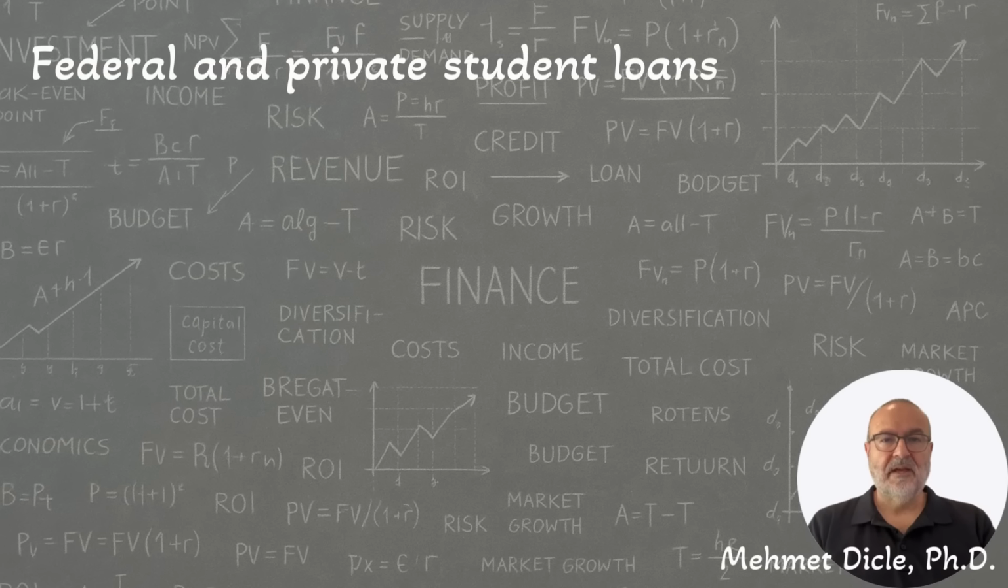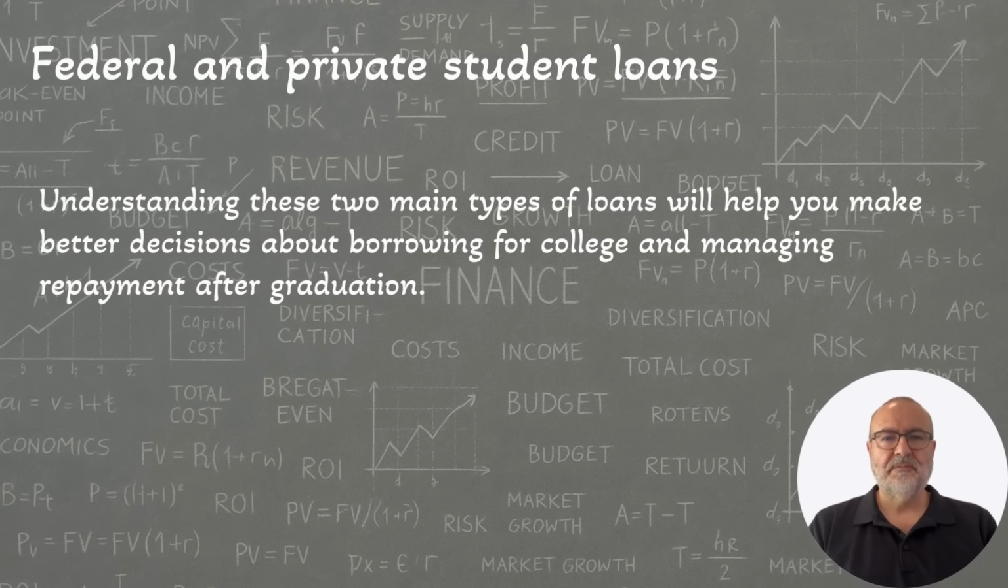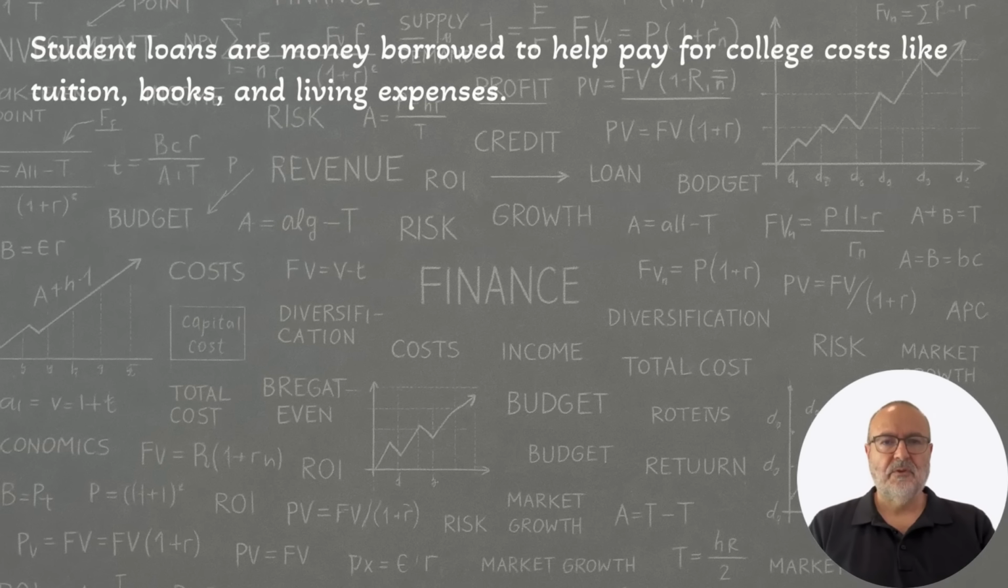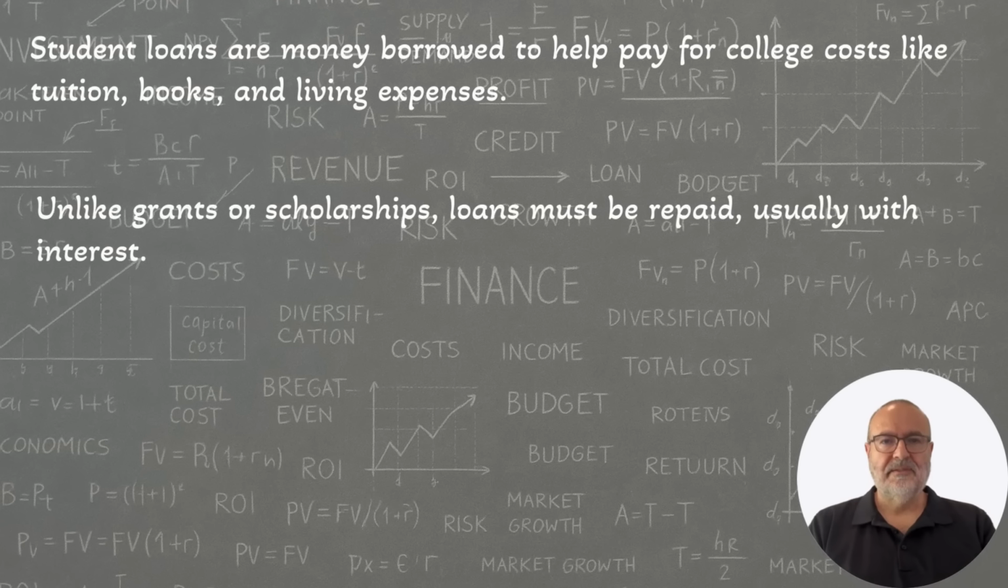Welcome to course number 8, Student Loans and Education Financing. In this lecture, we'll explore the differences between federal and private student loans. Understanding these two main types of loans will help you make better decisions about borrowing for college and managing repayment after graduation. Student loans are money borrowed to help pay for college costs like tuition, books, and living expenses.